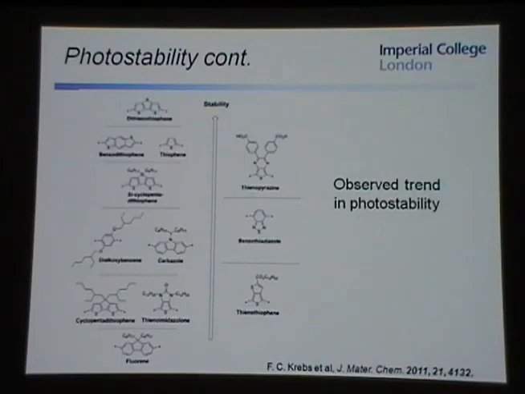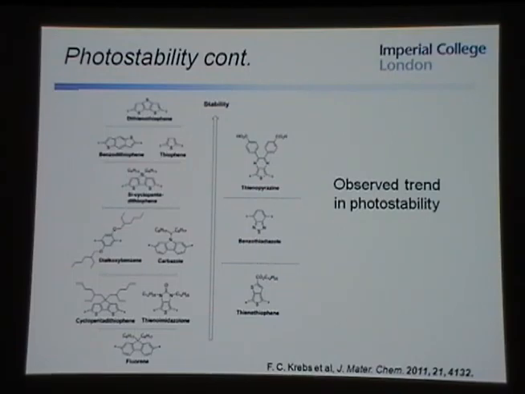So for either fluorene or cyclopentadithiophene, where you have these benzylic type alkyl chains that are easy to oxidize, these degrade quickly. If you get rid of the benzylic position, for example, change it from a carbon to a silicon, then you improve the intrinsic photostability of the polymer. So these are all pure polymers, not blends. So this is kind of a rule of thumb.